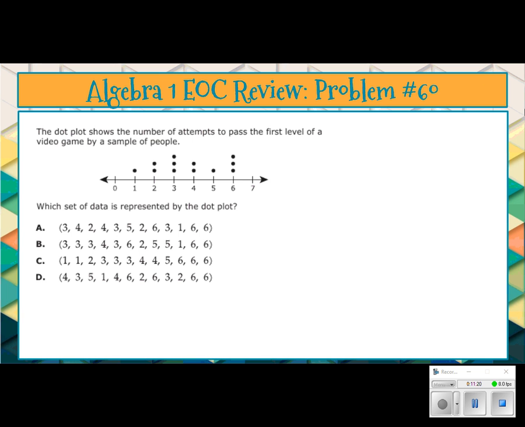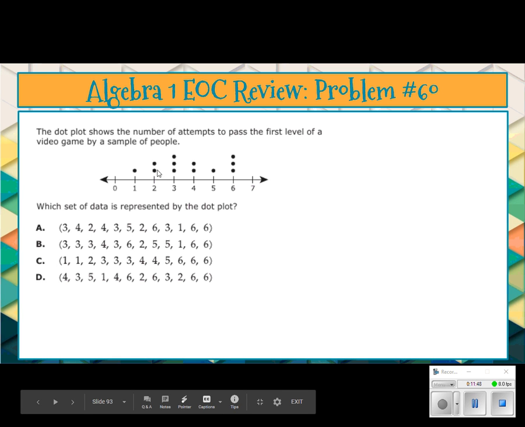Here's problem number 60. We're talking about dot plots today, so if you did not watch that video yet, you might be a little bit out of sorts on this, but don't worry, this is just a collection of points, right? So we have one value, so we can throw out C. C is not an option.